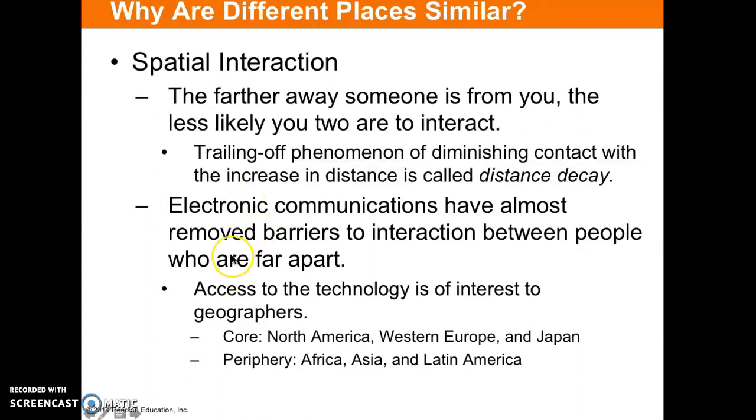So when we're talking about access to technology, you're going to see areas that we refer to as the global core. That would be North America, Western Europe, Japan, or highly developed countries. And then on the periphery of that global core, you have the countries that are in Africa, countries in Asia, and countries in Latin America. And so you're going to have greater access to technology per person in North America, Western Europe, and Japan than you would in any of these peripheral areas.